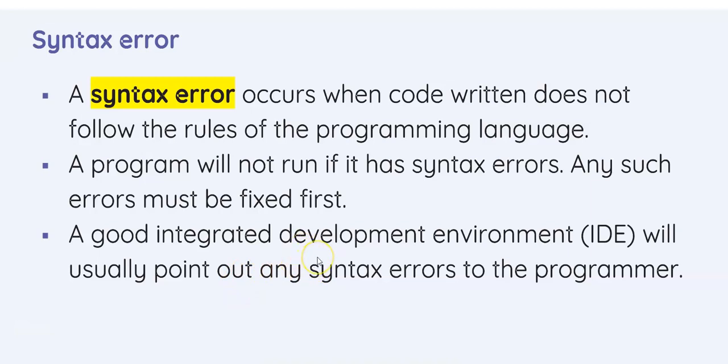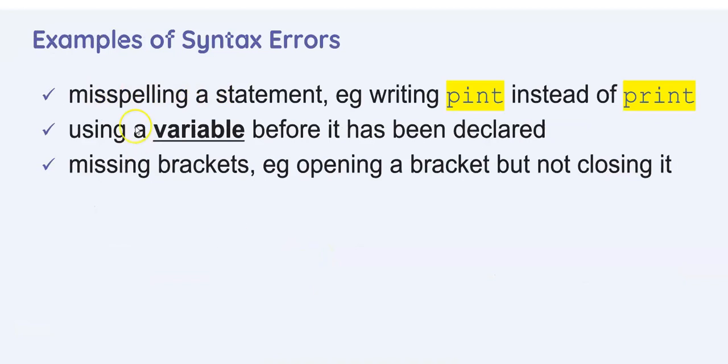Let us look at some examples of syntax errors. Misspelling of a statement or a command, such as writing pint instead of print, or using a variable before it has been declared, which is not necessary for Python. Missing brackets, for example, opening a bracket but not closing it.